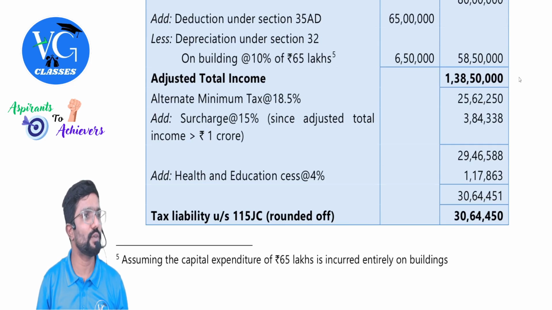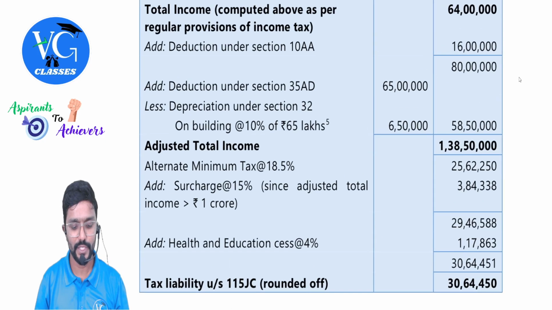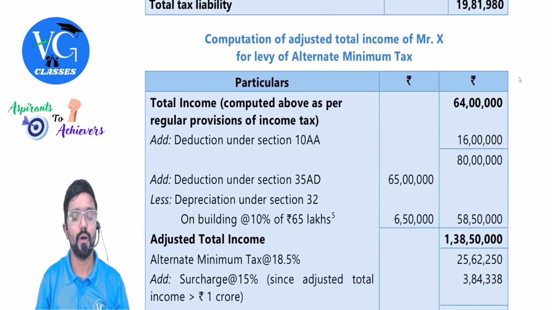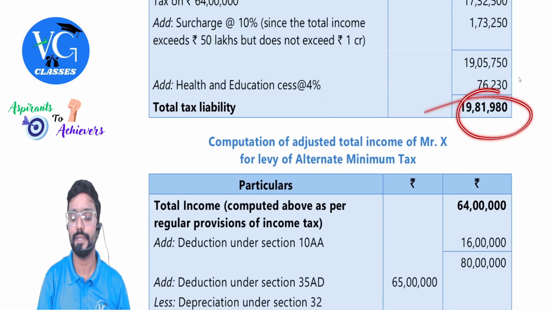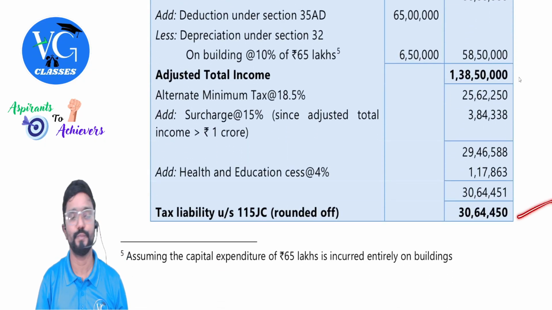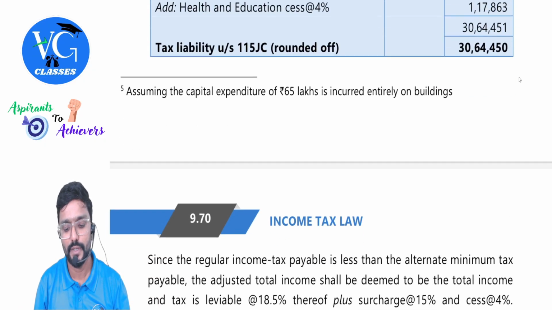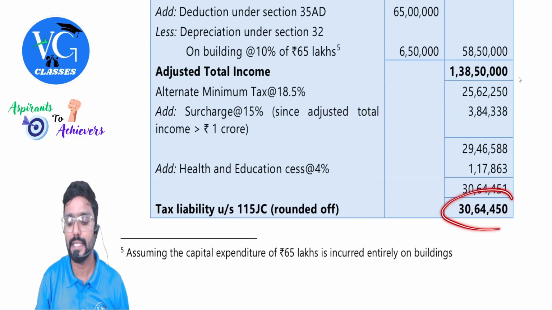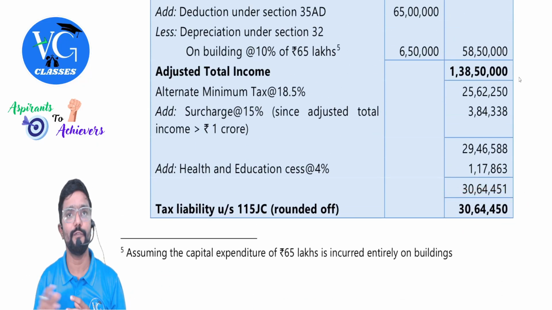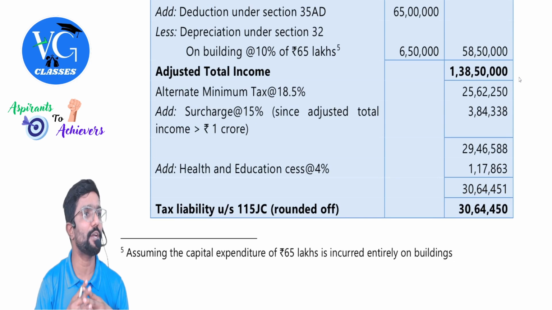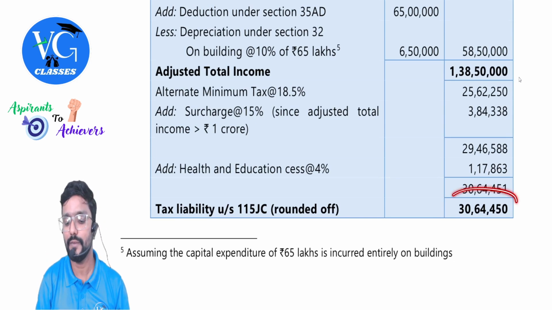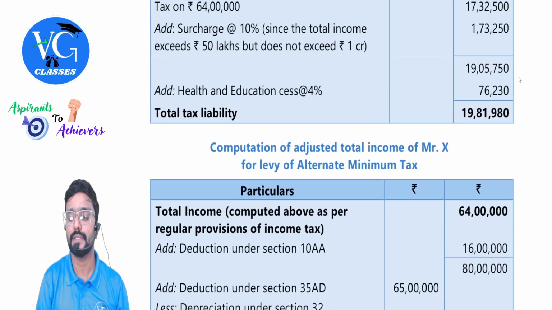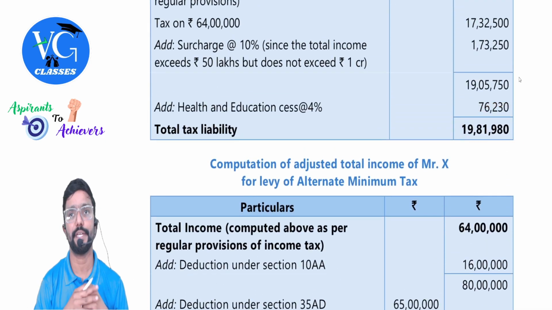Should the assessee pay both? No, whichever is higher. This one or this one. Whichever is higher, AMT only is more. So he has to pay this much. The assessee has to pay 30 lakh 64,450, but he will get an AMT credit of the difference. That is, whatever is the difference between this and this, he will get it as AMT credit.